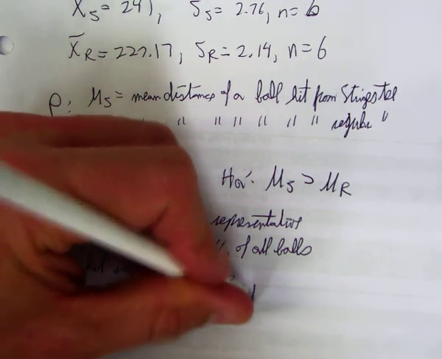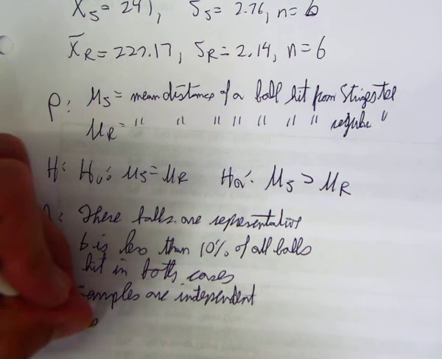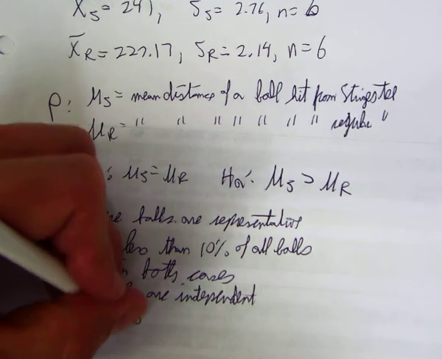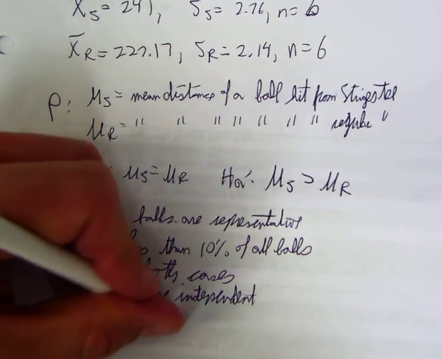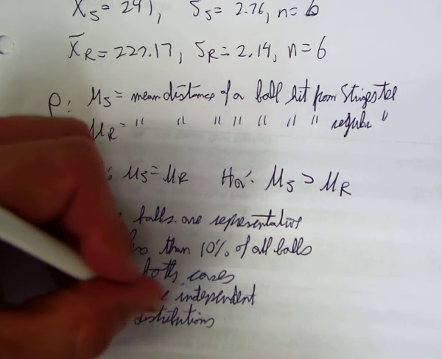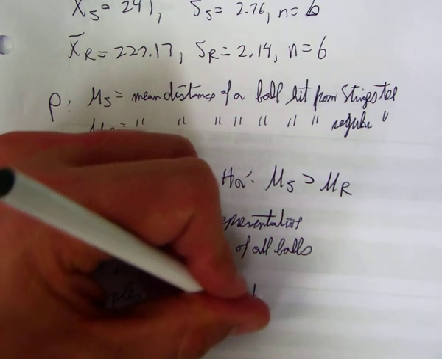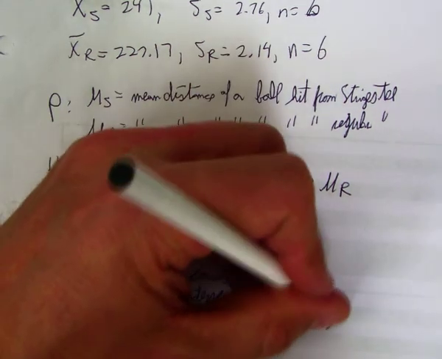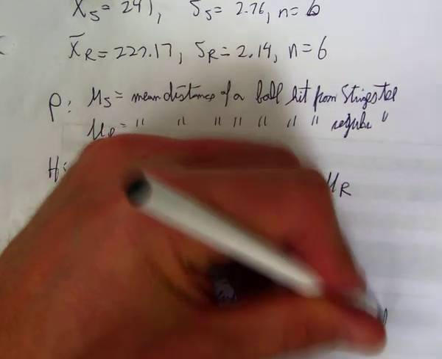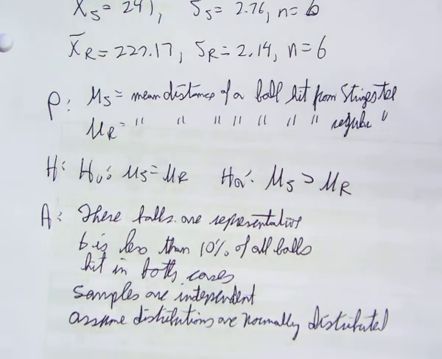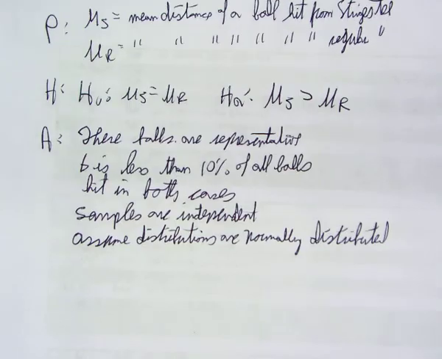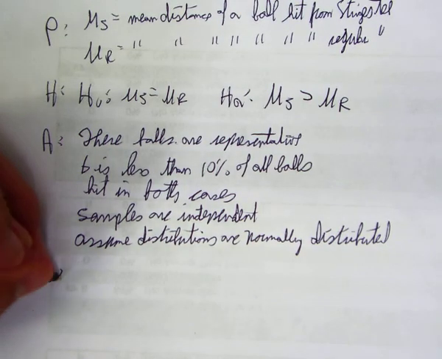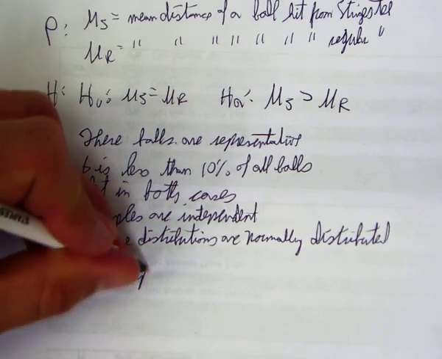And then lastly, of course, we have to assume the distributions are normally distributed. That's the best we could do with this because they did not tell us. And this is small samples, so we can't assume central limit theorem holds up here. Name the test as a two-sample t-test.